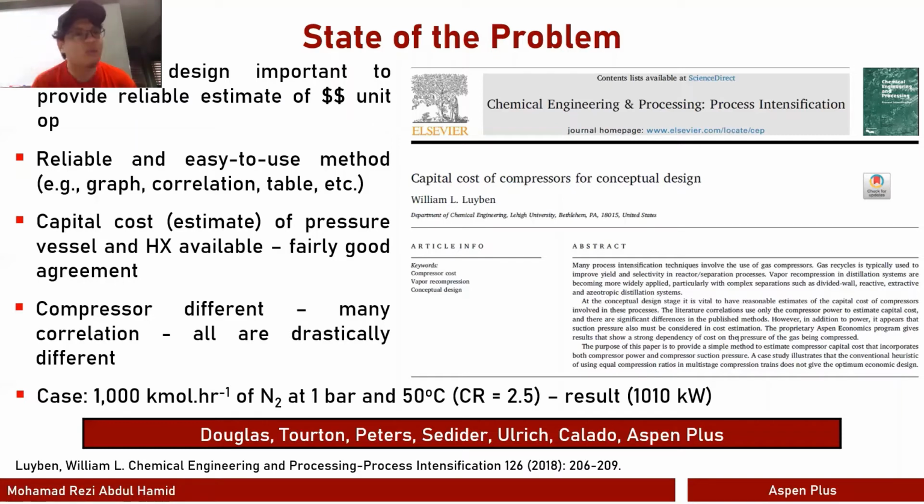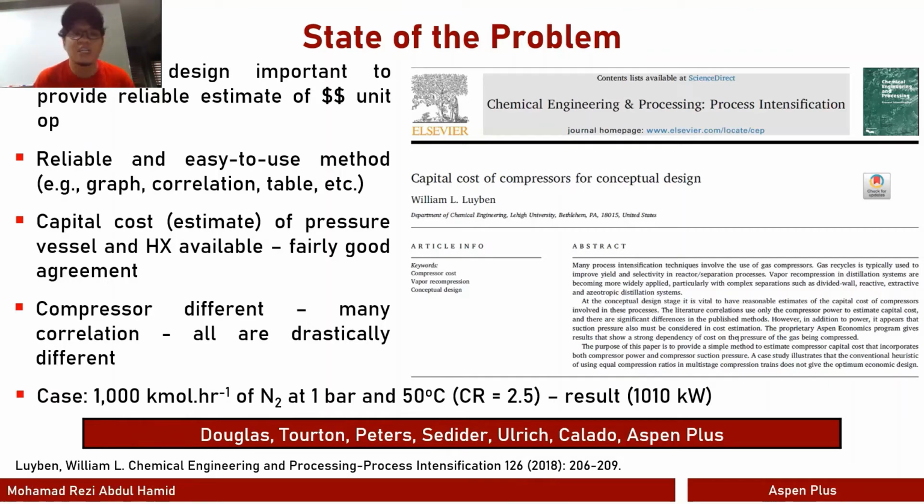Number one, according to the author, there are many correlations that you can use to estimate the compressor cost. For example, here, highlighted in maroon, we have the Douglas correlation, Turton correlation, Peters correlation, Ulrich, Calado, as well as Aspen Plus. Now, if you apply all of these correlations to the same compressor that operates similarly and compresses the same gas at the same temperature and same condition, you will get a drastically different capital cost.